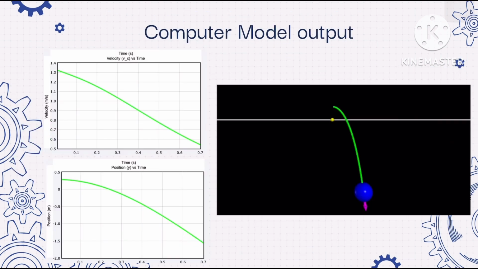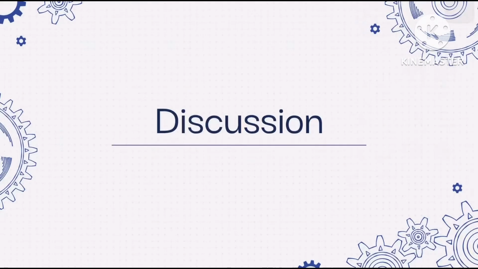So here's the result of that code, and you can see that the x versus time graph is still linear but not as straight, and the y versus time graph is a sloping downward hill but not like a full parabola. Right now we have discussion.